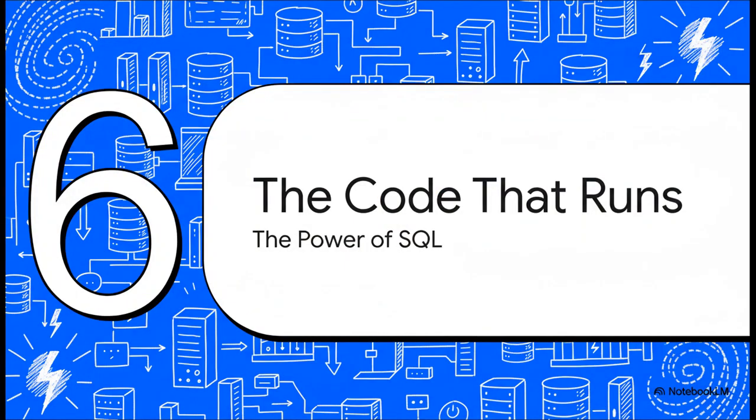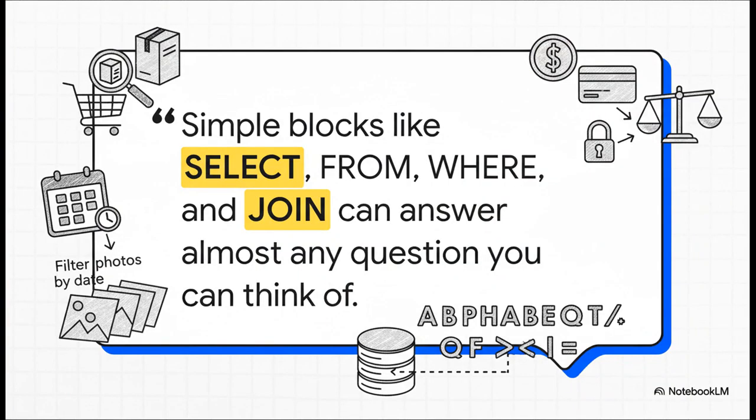So you see, these simple building blocks are so much more powerful than they first appear. They are, and this is no exaggeration, the code that runs our world. Every single time you search for a product online, or filter your photos by date, or check your bank account, you're speaking this language without even realizing it. Your apps are using these basic commands: select, from, where, and join to ask a question. They're the fundamental alphabet we use to talk to data.